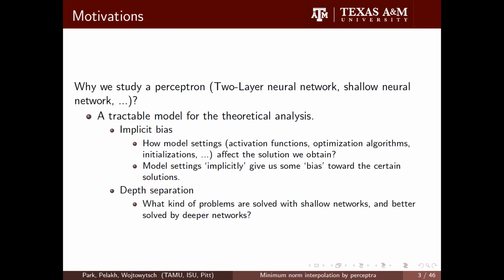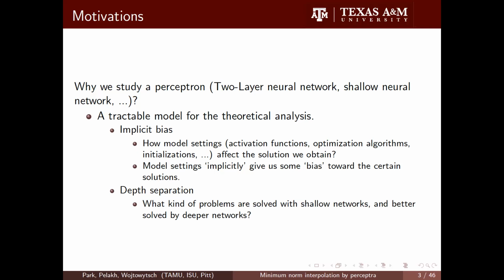I would like to start from general motivation about why we study something called the perceptron. Some people call it a two-layer neural network, some people call it a shallow neural network, some people call it perceptron. Indeed, perceptrons in my title was just the plural of perceptron. I'm not going to distinguish these words, so I'll sometimes say shallow neural network, and sometimes say two-layer neural network.